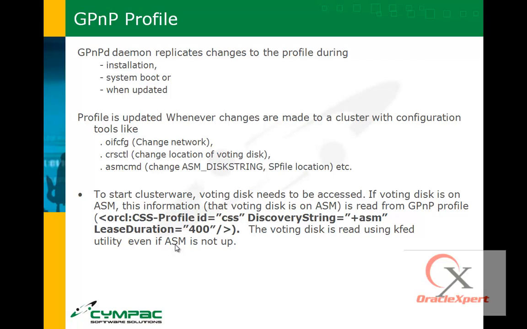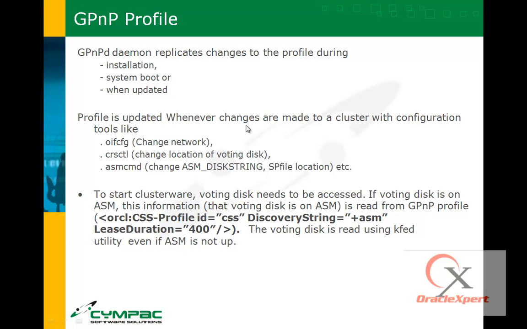The GPnP daemon replicates the changes across all the nodes, and the profiles are periodically updated whenever you do the installation, whenever your system reboots, or whenever any of the configuration related to what goes in the profile gets changed. So if I change the NIC, the purpose of the NIC, the netmask of the NIC, or my voting disk location from ASM to elsewhere, if any of these cluster-related identities change, automatically the profile.xml file used by GPnP would also change.